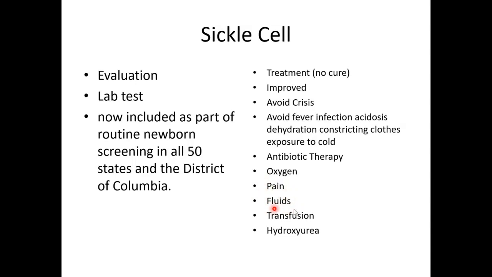Fluids, we want to give them fluids, get that blood moving, push that blood through the vessels. Maybe they have a lot of the sickle cell red blood cells and not the normal ones, and the spleen is trying to clean them out, and so they're severely anemic. They may need a transfusion. And then there's a medication called hydroxyurea, which I'm hoping you're familiar with.